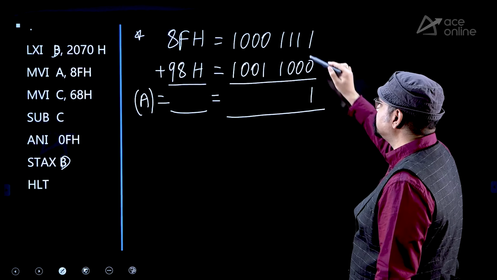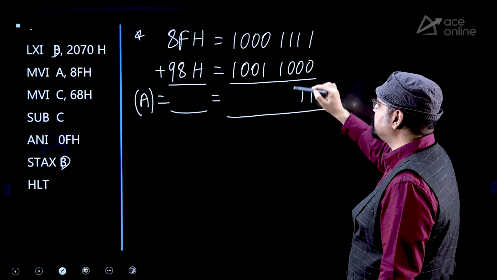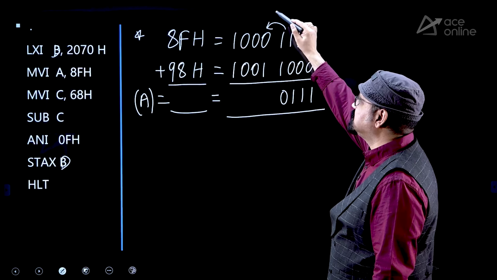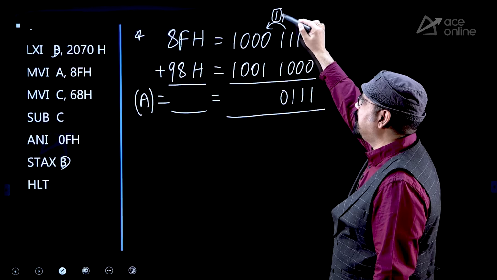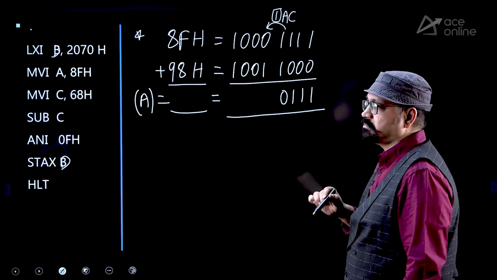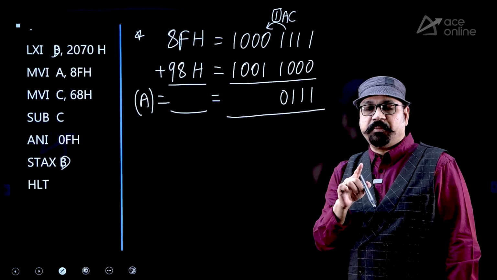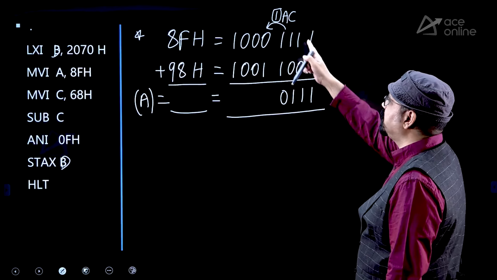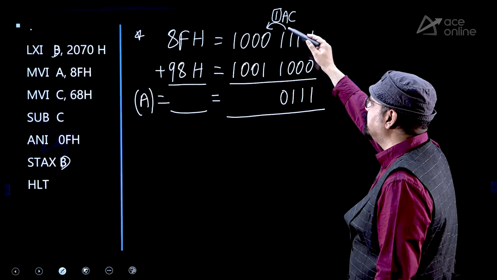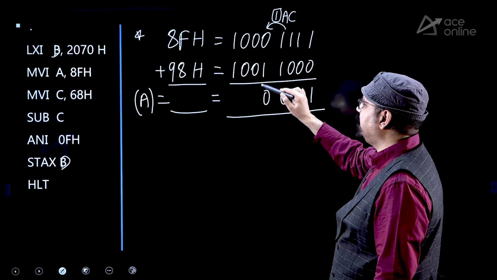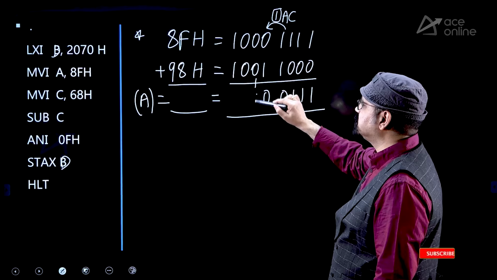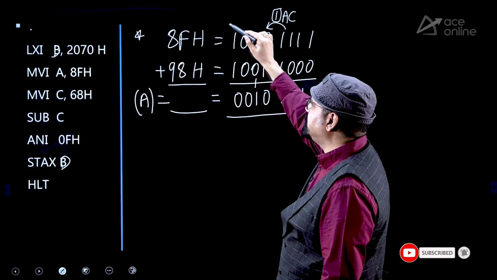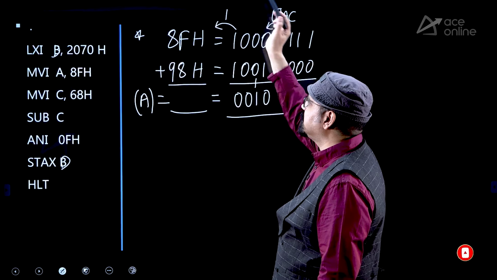1 plus 0 is 1, 1 plus 0 is 1, 1 plus 0 is 1, 1 plus 1 is 0 with a carry. This is known as auxiliary carry. The overflow from D3 to D4 is known as auxiliary carry, and will be stored in the auxiliary carry flag in the flag register. Then 1 plus 1 is 0 carry 1, 0 plus 0 plus 1 is 1, 0 plus 0 is 0, 1 plus 1 is 0. Again there is an overflow here. This is known as carry.